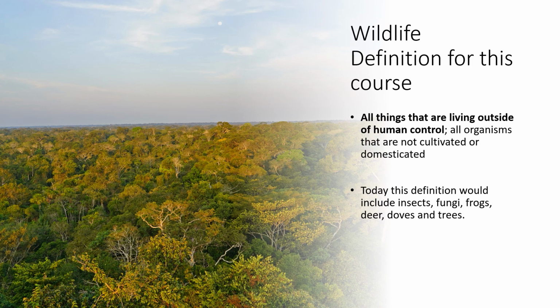For this course, we're going to consider all things that are living outside of human control. That means all organisms that are not cultivated or domesticated to be wildlife. While in the past this was not the case, today this definition would include insects, fungi, frogs, deer, doves, and even trees.